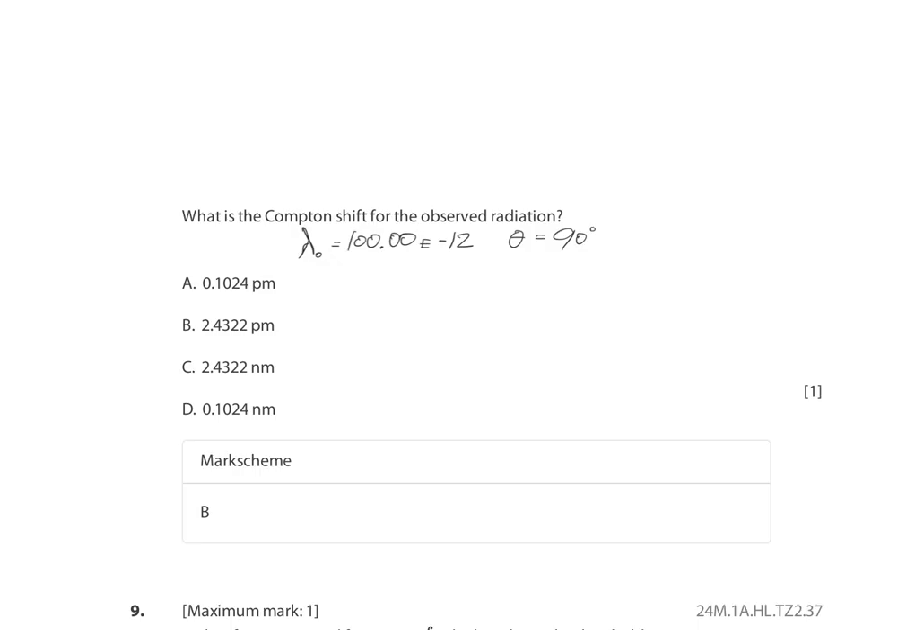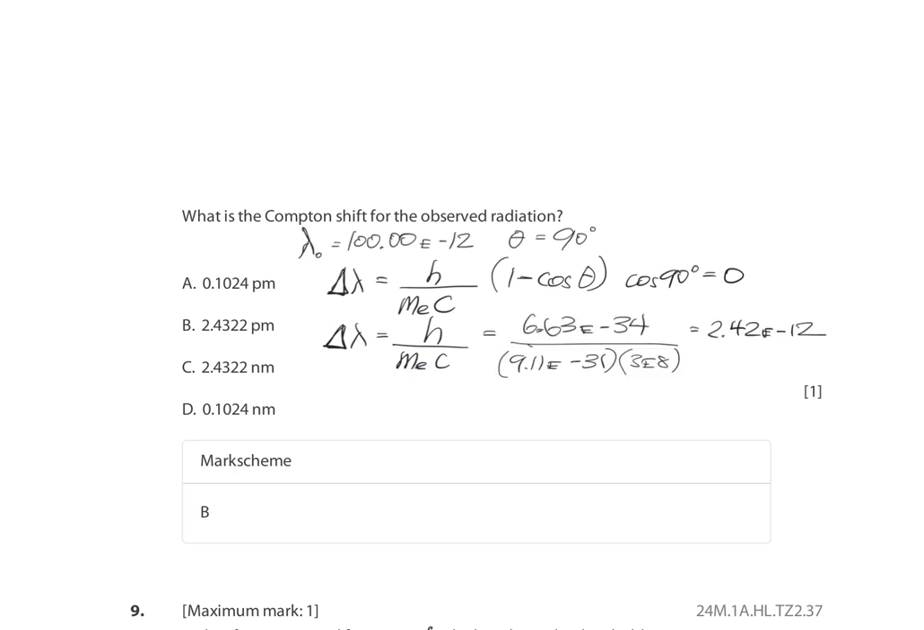So we have an equation for that. The angle is 90, and of course the cosine of 90 is 0, so 1 minus 0 is 1. And so we get that the change in wavelength is simply Planck's constant over the mass of the electron times c, giving us 2.43 times 10 to the negative 12, which gives us B, 2.4322 picometers. Notice you didn't actually need the original wavelength to solve this problem.